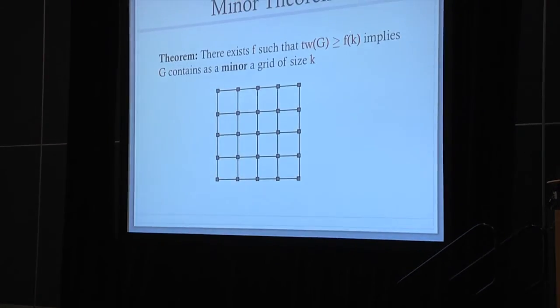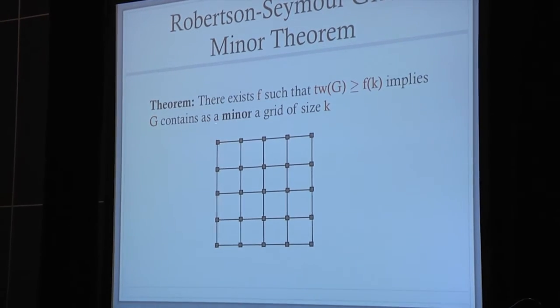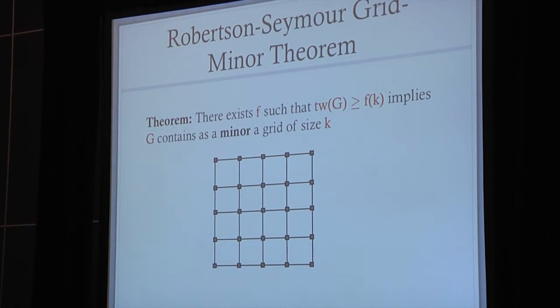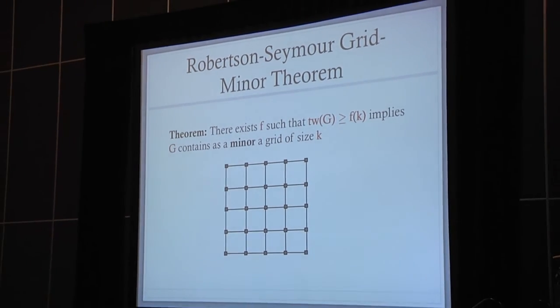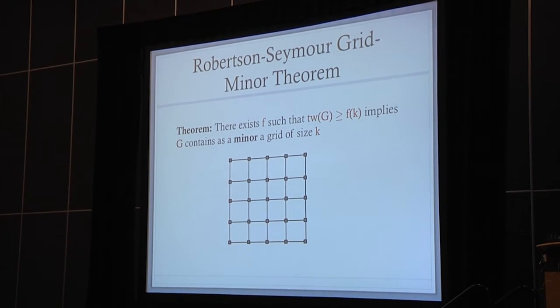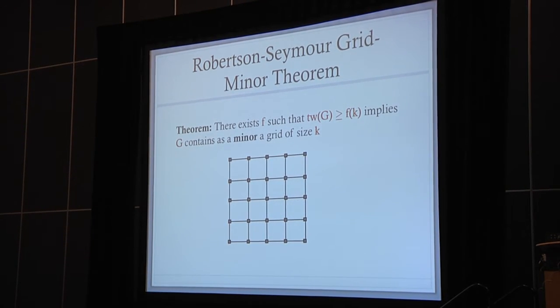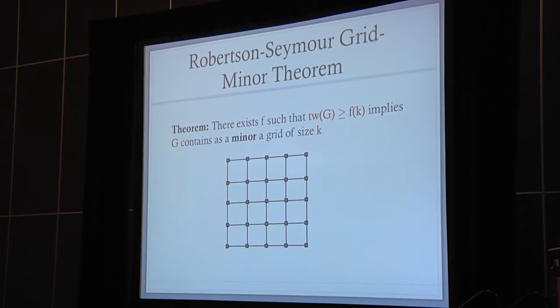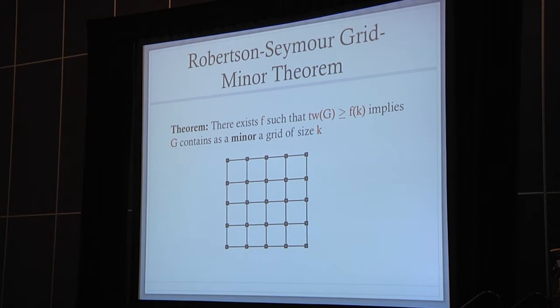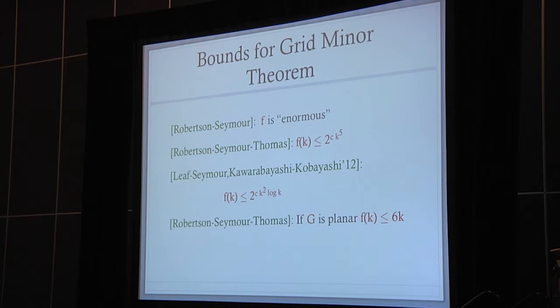Let me go back to this important theorem of Robertson and Seymour, that if the tree width is greater than some f of k, then it contains a grid of size k. I didn't tell you f, and no one asked. So what is this f, what is the dependence of how big of a grid I can get depending on the size of the tree width? That's an important problem. So here is the history of it.